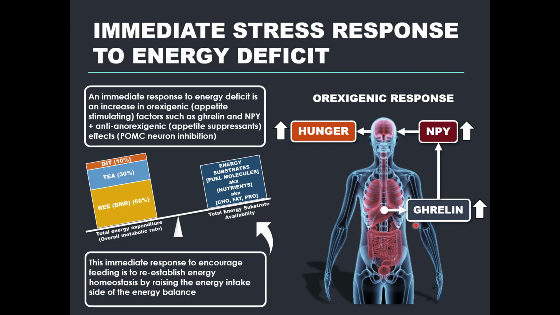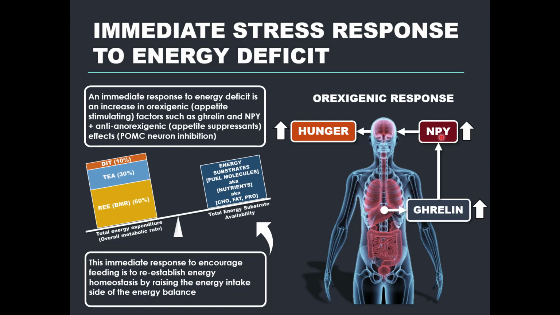Its release is largely stimulated by the absence of nutrients in the gastrointestinal tract. So, for example, when you are restricting food intake. So, during an energy deficit, usually one is restricting food intake and thus a lower than usual presence of nutrients in the gut. So, as an immediate response to an energy deficit, there is an increased release of ghrelin into blood circulation.